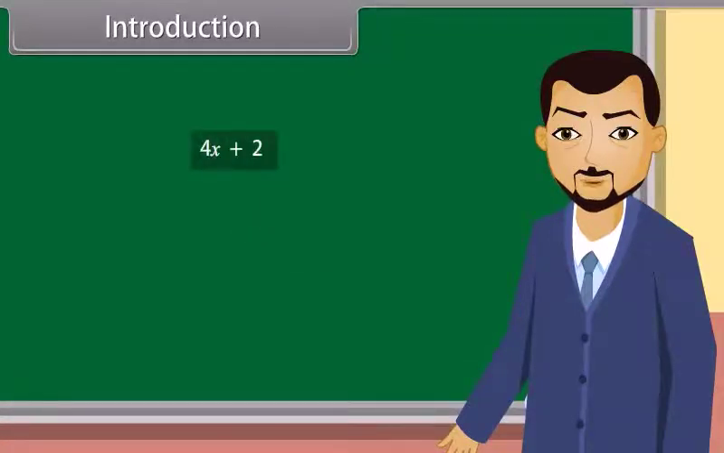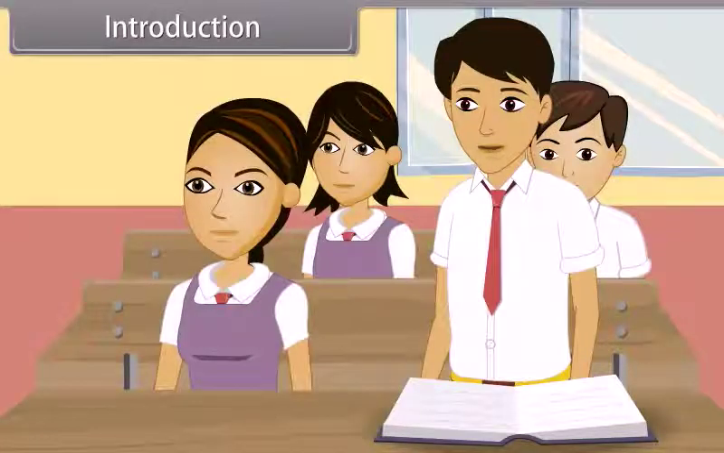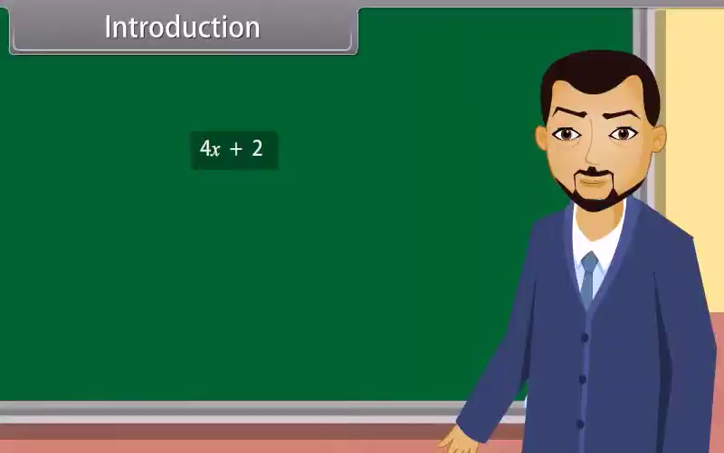Students, look at this polynomial. What can you say about this? This is a polynomial in the variable x of degree... You're right. Similarly, 2y square minus 3y plus 4 is a polynomial in the variable y of degree 2.